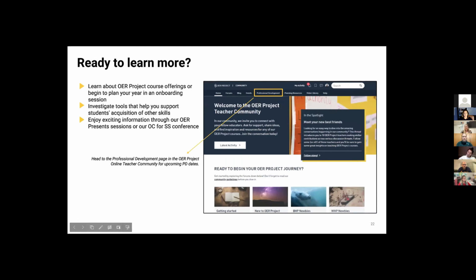And if you liked anything you heard today, which hopefully you did, or hopefully you're feeling inspired and have some ideas for new ways to approach comparison, there's more. We offer a lot of different professional development options related to the specific courses that OER offers, but also related to specific skills, similar to how we did comparison today. So keep your eyes peeled for those. There are great opportunities to learn more and to connect with fellow teachers.